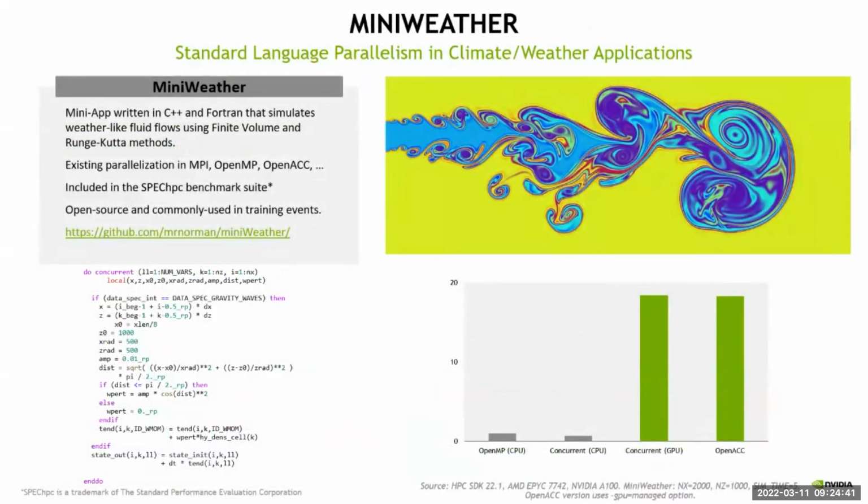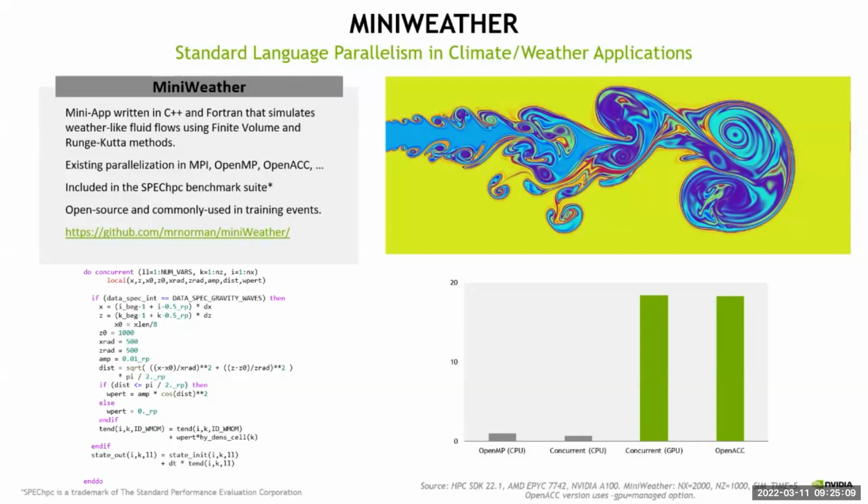Another Fortran application that I'll highlight here is Miniweather. Miniweather actually has C++ and Fortran versions, although I'll highlight the Fortran here. It simulates CFD calculations as they are relevant to climate and weather applications. It has existing versions using MPI, OpenMP, and OpenACC, and it is actually included as part of the SPEC HPC benchmark suite, and that's why I've chosen the Fortran version here.